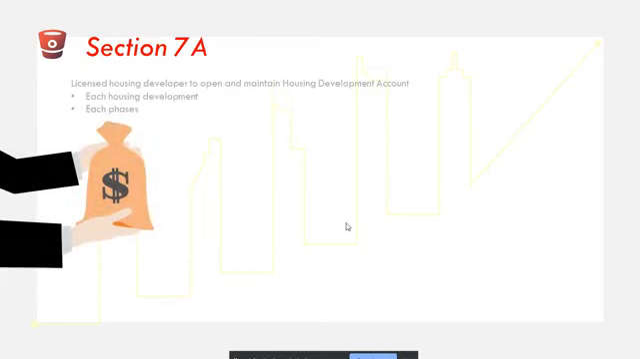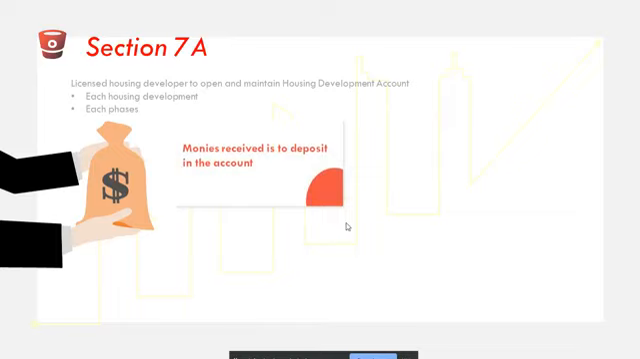So untuk section 7A is all about licensed housing developer to open and maintain housing development account. So section 7A ni berkenaan dengan membuka dan maintain the account housing development account. So every licensed housing developer should open and maintain housing development account with a bank or finance company lah for each housing development and each phase. Setiap fasa dan setiap development yang berlaku, dia kena buka dan maintain lah.